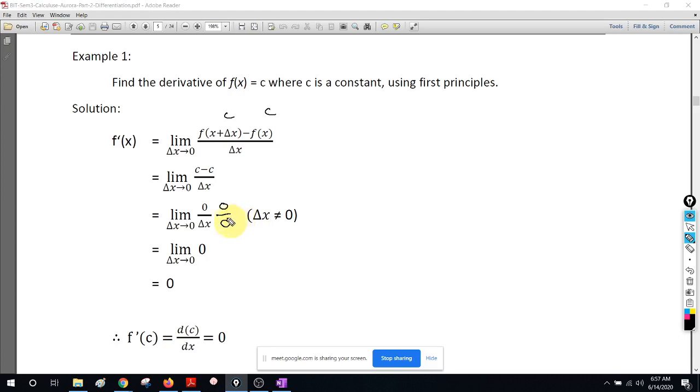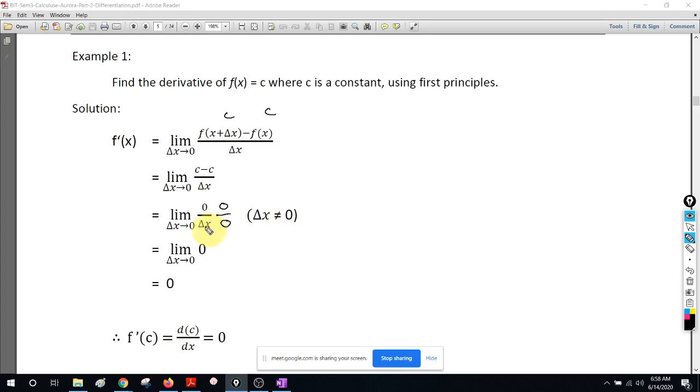But again, we are not interested in delta x equals 0. What we are interested in is delta x getting closer to 0. Therefore, I can just write it. Remember, we did that in the limit section. We can say delta x is not equal to 0. As long as delta x is not equal to 0, this is something like 0 divided by something, right?